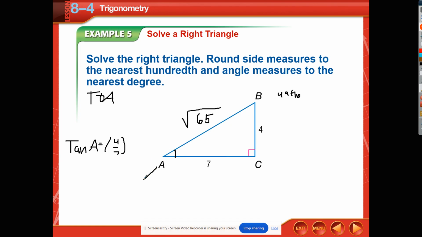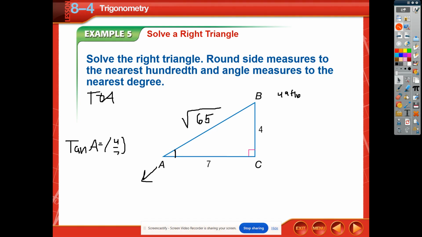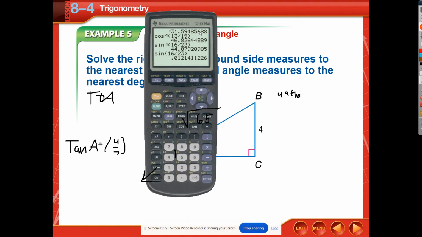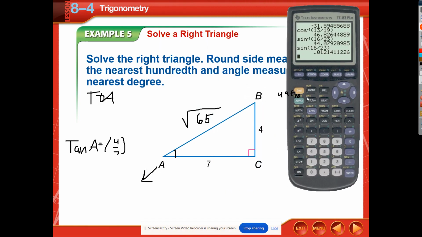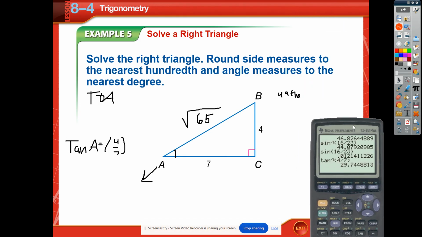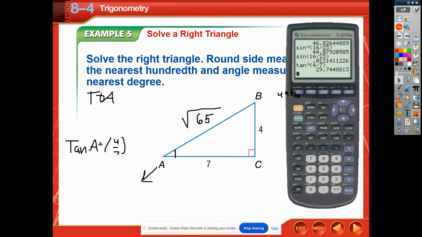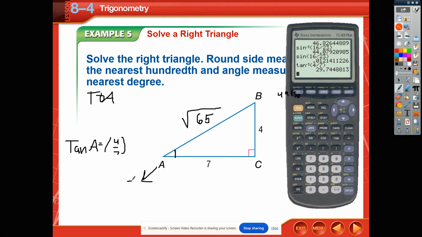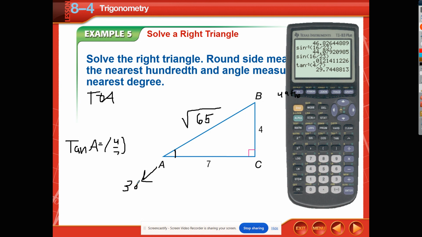So to find A, we're going to be doing tan inverse of 4 over 7. Let's get our calculator. Tangent inverse of 4 over 7, second tangent, 4 over 7, close parenthesis. We get 29.7. It says round to the nearest degree, so we'll round this up to 30 degrees.